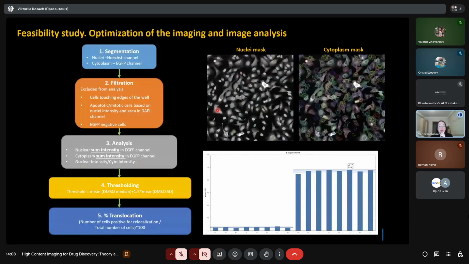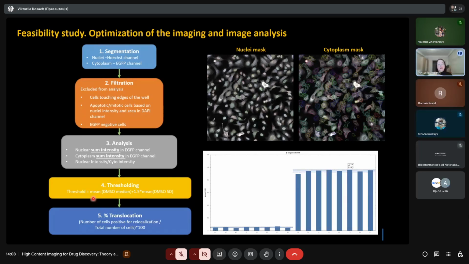However, these cells could have a different answer to the stimuli, a bit different. So we had to know which cells are actually positive for this translocation to the nuclei. So we applied some thresholding to the cells.